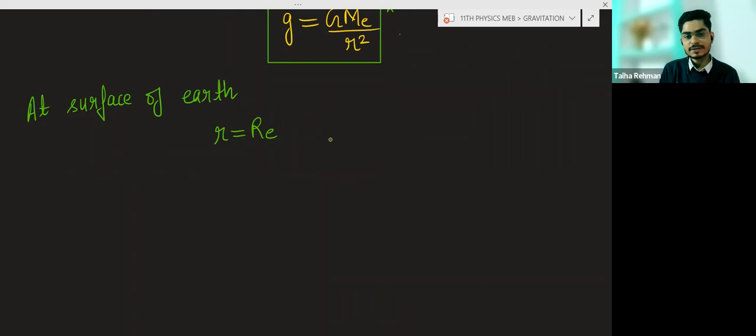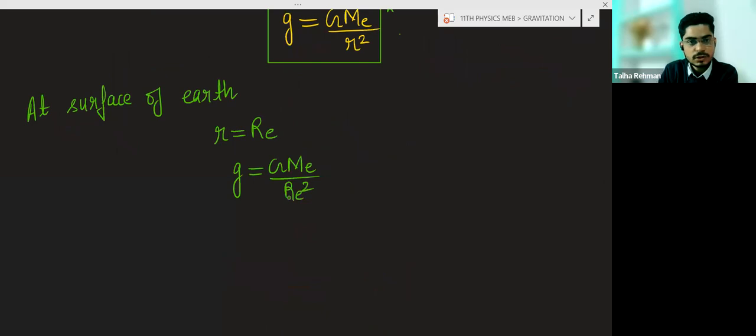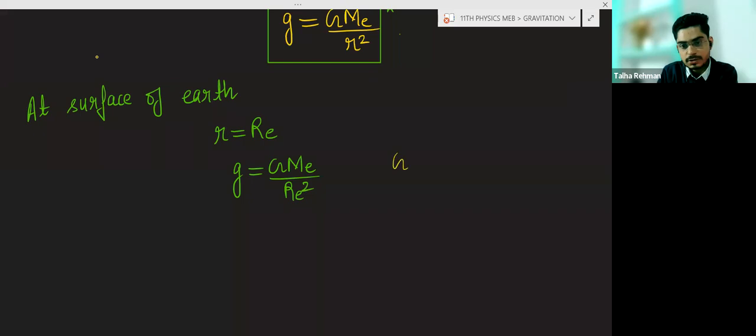So you can find the acceleration due to gravity, g into mass of the earth divided by Re square. Put all the values: the value of g, the mass of the earth, and the radius of the earth. The value of g is 6.67 into 10 to the power minus 11 Newton meter square per kg square.